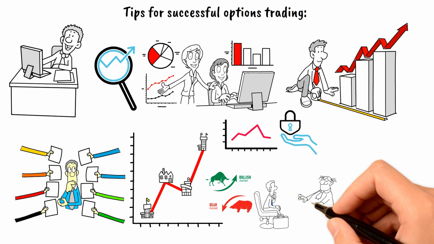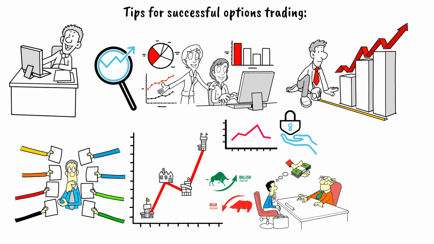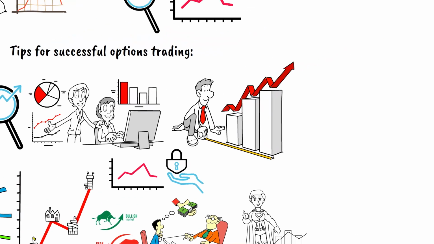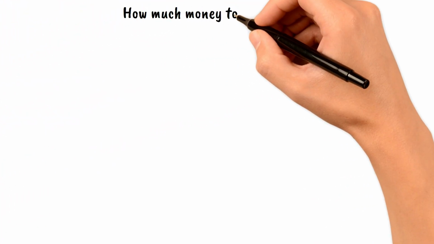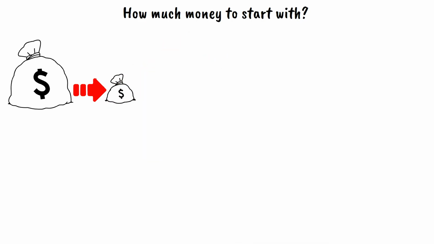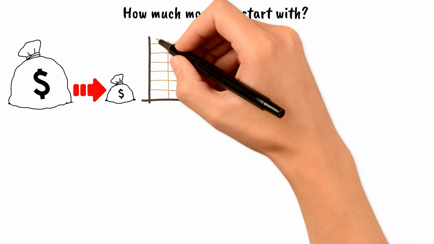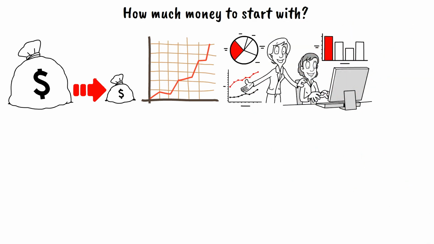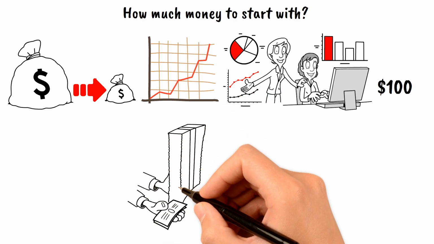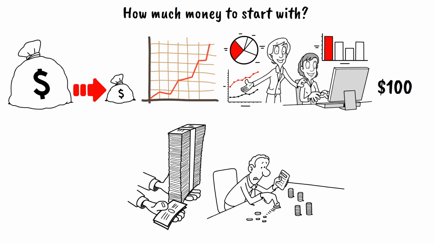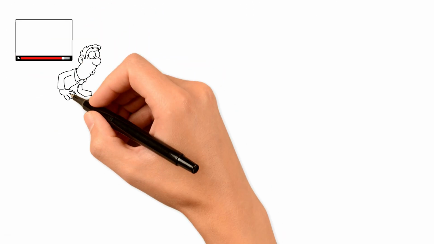Avoid rushing into impulsive decisions based on fear or greed. Stick to your trading plan and strategy. How much money to start with? The exact amount of money needed to start trading options varies depending on the brokerage and your trading strategy. Some brokers allow options trading with a minimum account balance of a few $100s. However, it's recommended to have sufficient capital to handle potential losses and meet margin requirements.